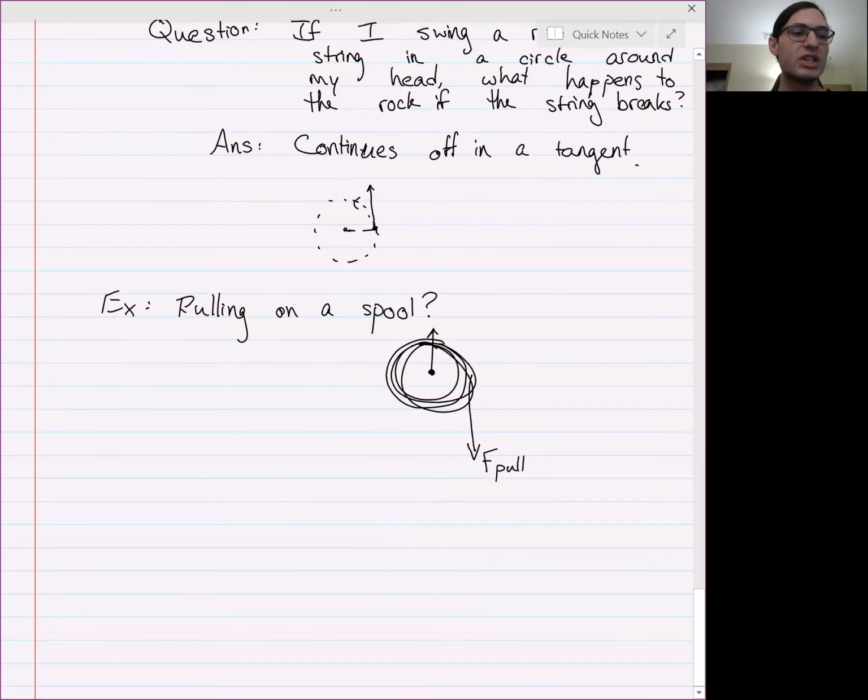Another example would be two people pushing on a wheeled cart that isn't moving. So another example might be you have a wheeled cart. One person pushes this way. That's a really long arm. The other person is pushing this way. They both have really long arms.